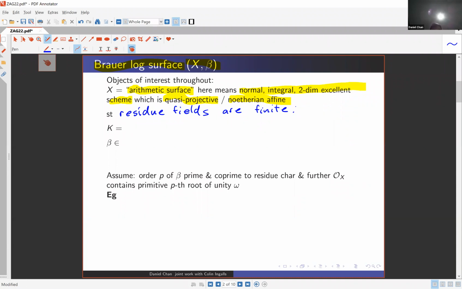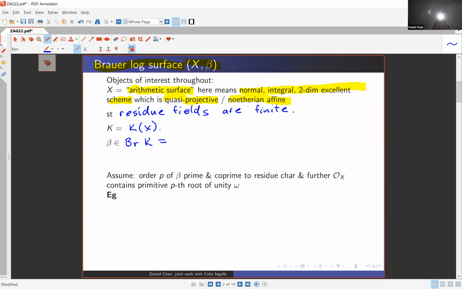So we can either work over a finite field, with varieties over a finite field, or we're working in something over Z basically, or more usually the ℓ-adic integers. K here I'll usually use to represent the function field of this arithmetic surface X. And β will be an element of the Brauer group of the function field.